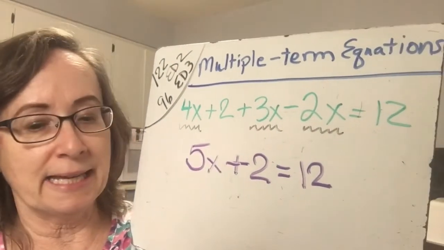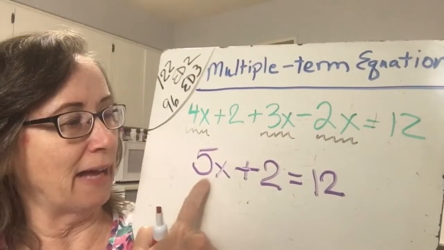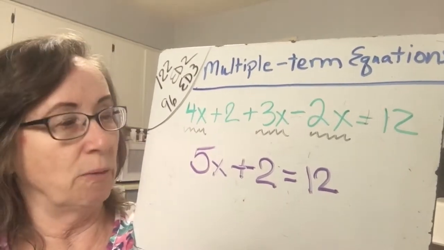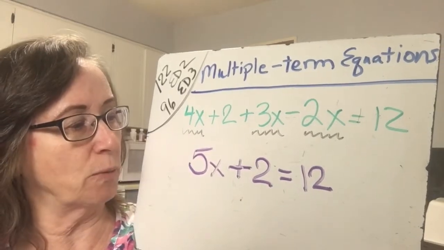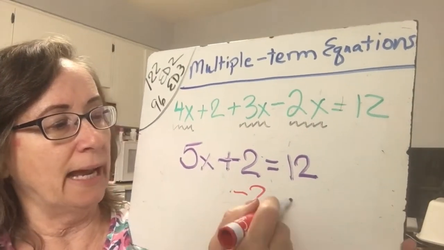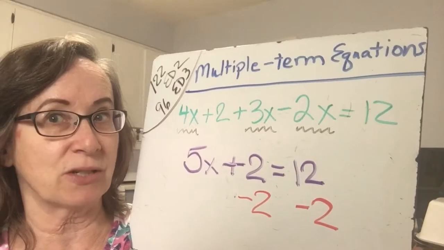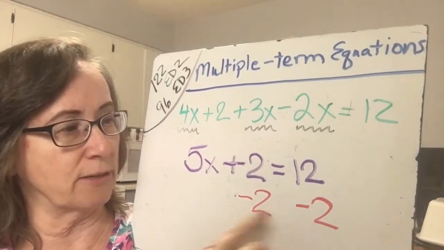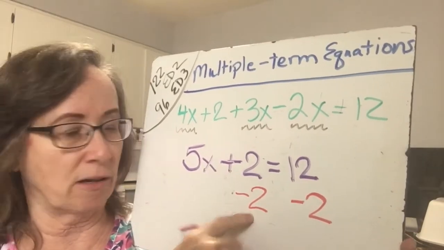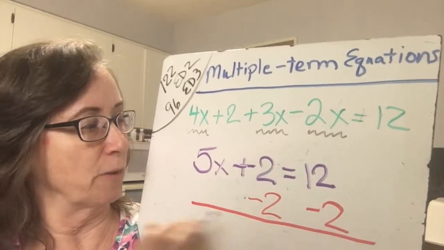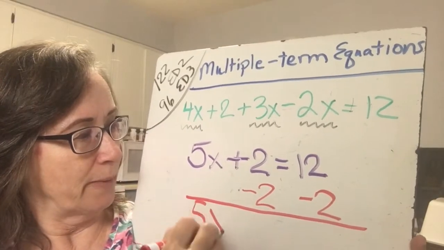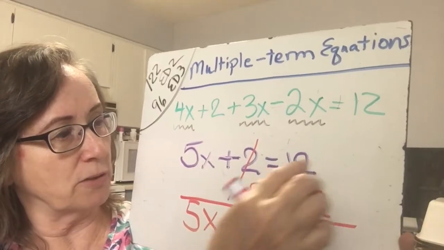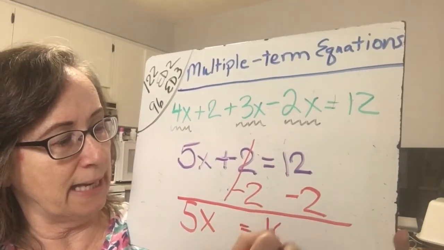Okay, so then now we've got the 5x and the 2, but we want the 2 gone. We want to get the x by itself on one side. So we're going to subtract the 2 and subtract the 2 from the other side. Remember, only like terms may be added or subtracted. So since that's a constant and that's a constant, we subtract the 2 from both sides. 5x, this goes out, plus 2 and negative 2 equals 12 minus 2 is 10.